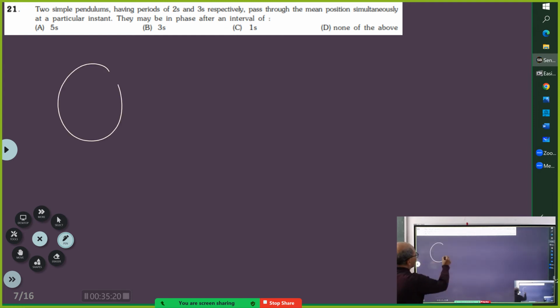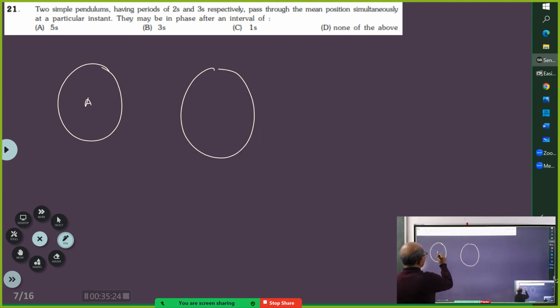So I will get a mental picture of this. So this is A and B. A means 2 seconds and B means 3 seconds. So both are at this position to begin with. Okay, and it takes 2 seconds and it takes 3 seconds.